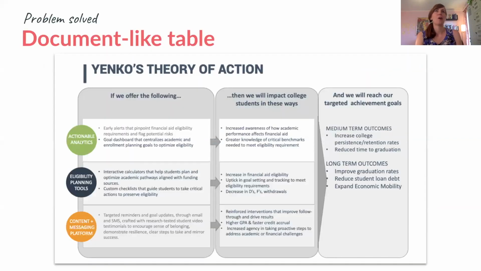Okay, problem solved. So she had this theory of action, which is a very document-like table. In the NGO world, this is called a logic model. It's a very common thing that you might see in planning, but to drop it on a slide is really overwhelming. And it takes a lot, especially if you're not familiar with a logic model, to understand what's actually going on here. What are my takeaways, right?